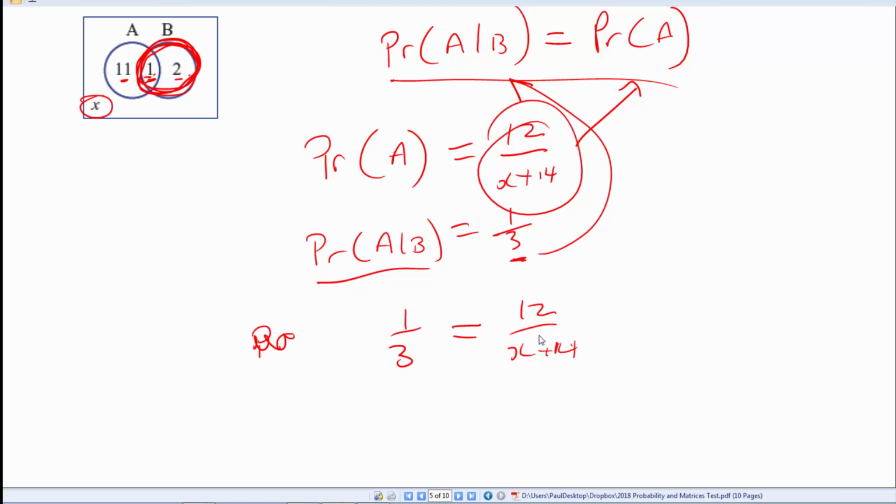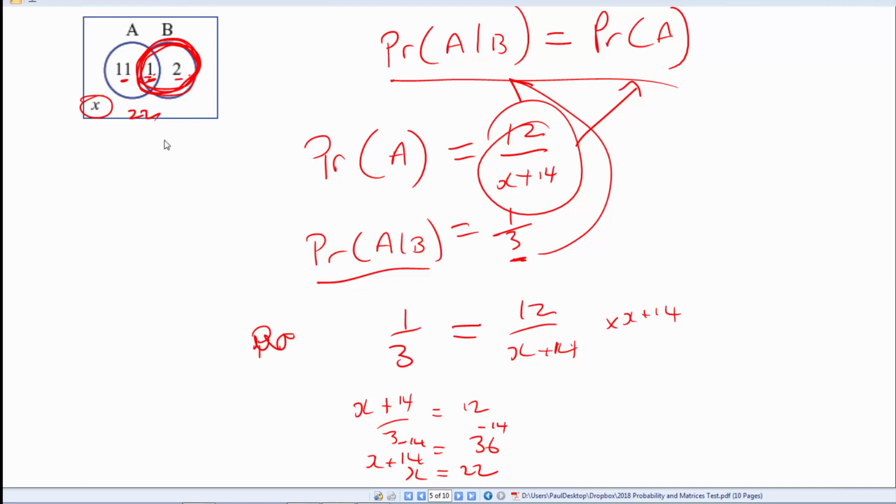Alright, a couple of ways of doing this. I'm just trying to think of the best way to solve this. Let's cross multiply, but I'll do this nice and slowly. We're going to multiply this side by x plus 14 and this side by x plus 14. What happens is we get x plus 14 on 3 equals 12. 3 12s are 36, so x plus 14 equals 36. X equals, take 14, x equals 22. So 22 must be the answer there.